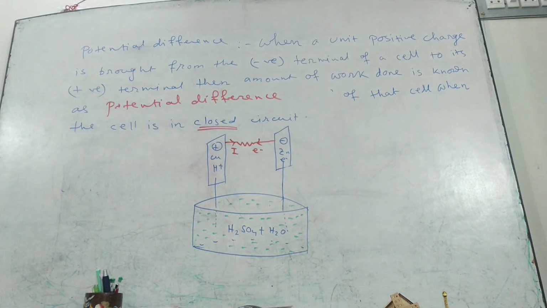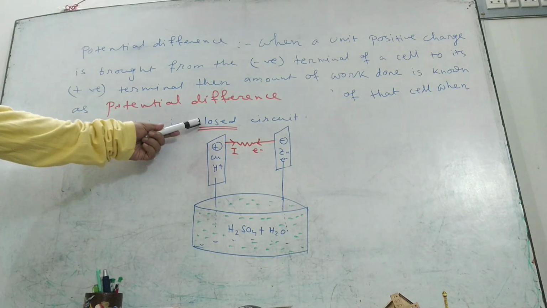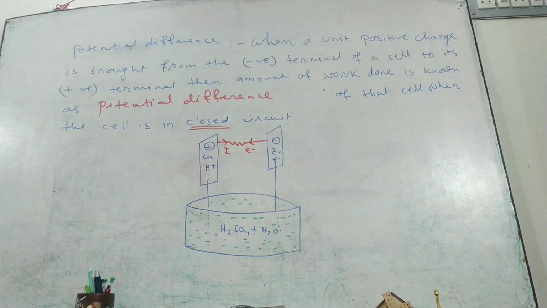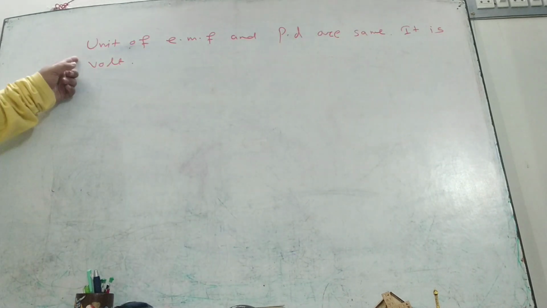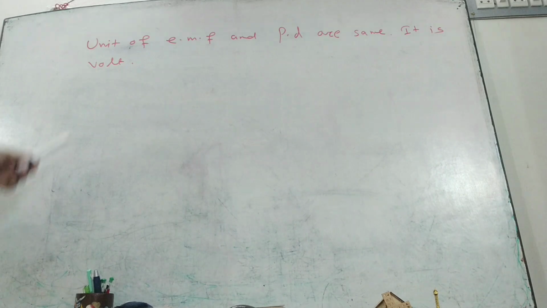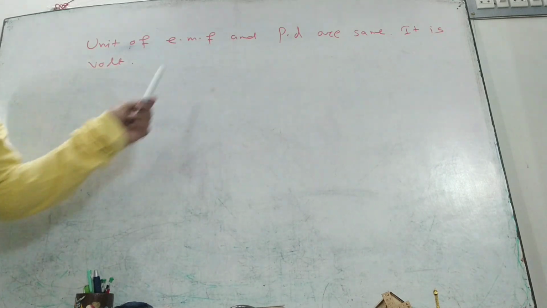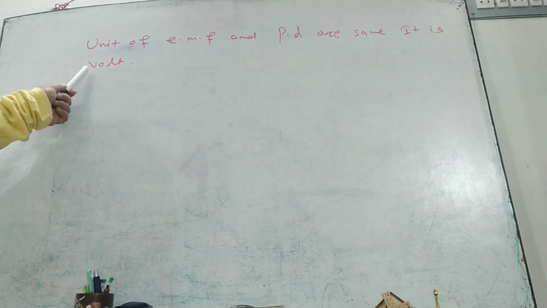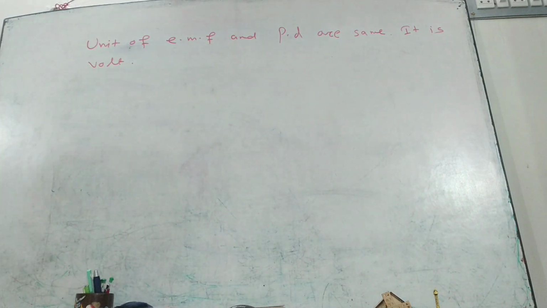Okay, therefore EMF is measured when the cell is in open circuit, and potential difference is measured when the cell is in closed circuit. The units of EMF and potential difference are the same, and it is known as the volt. Okay.